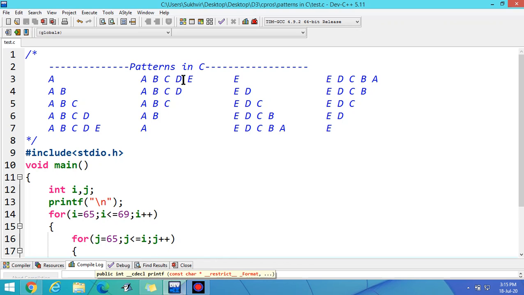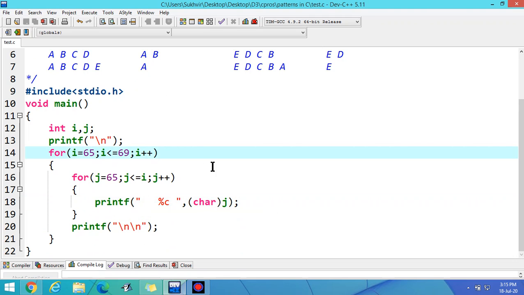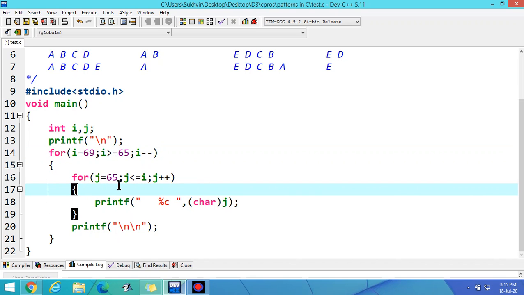First requirement is ABCDE. It means 65 to 69. Then 65 to 68, 65 to 67, 65, 66, only 65 is required. First value is fixed and last is variable and in reverse order. Basically these are the values of i. Now what we have to do, we have to write 69 here and we have to develop the loop in reverse order, 65, then i minus minus, second value will remain as it is, 65 to i, then printing of j.